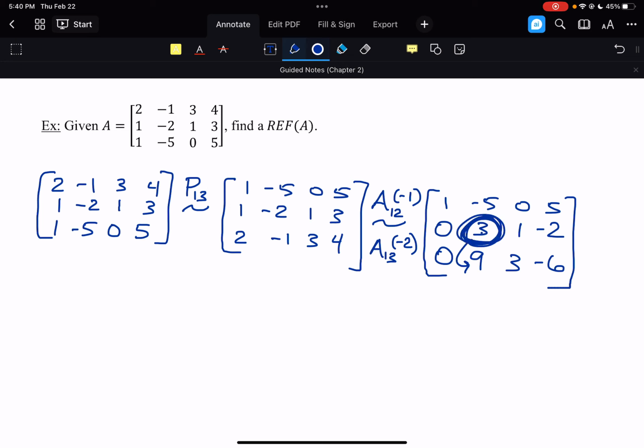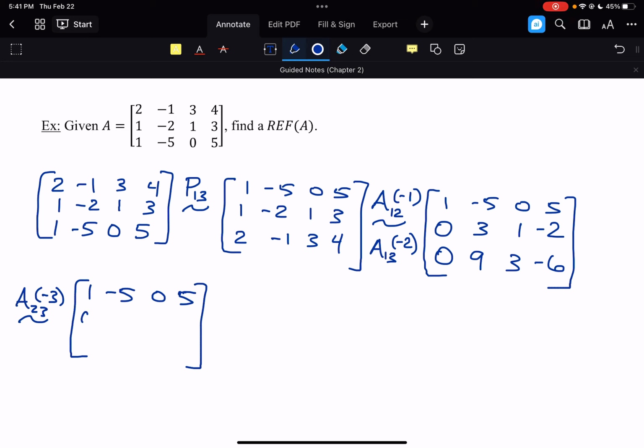So if we were to multiply this by -3, that would give us -9, plus this 9 would give us the 0 down here that we're looking for. So we're going to add second row to third times -3. So first row remains unchanged. Second row remains unchanged. Third row, 0 times -3 plus 0 is 0. 3 times -3 is -9, plus 9 is 0. 1 times -3 is -3, plus 3 is 0.